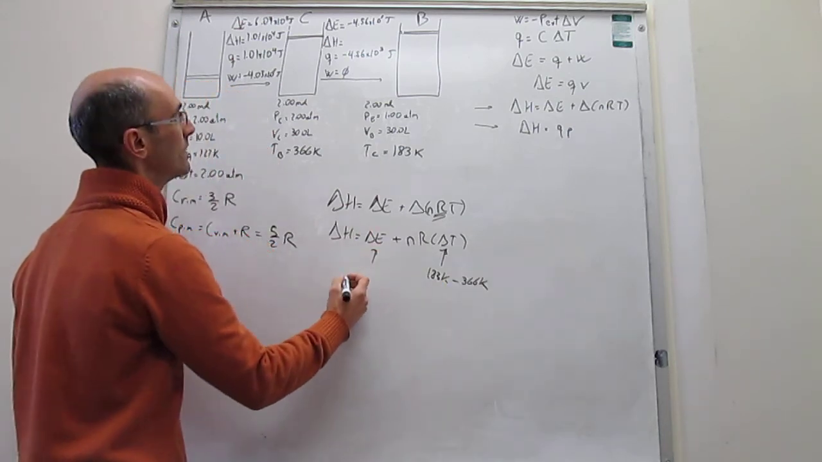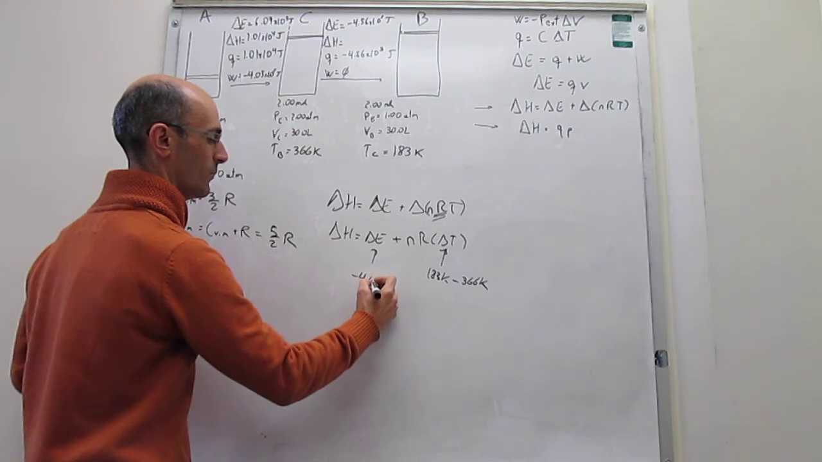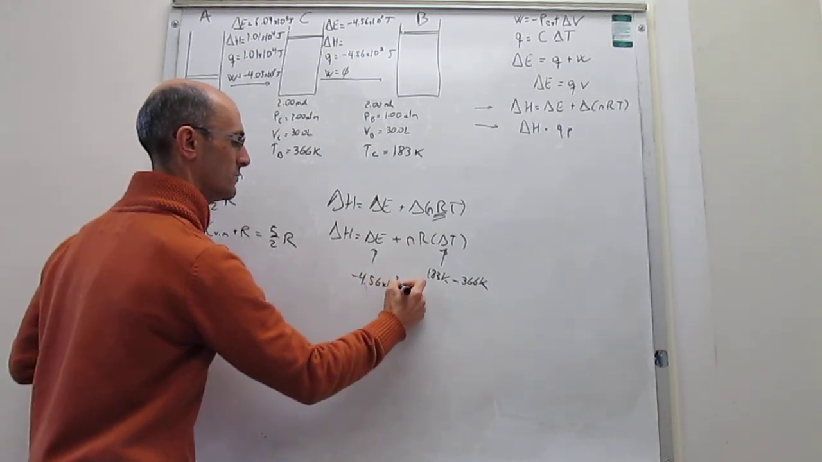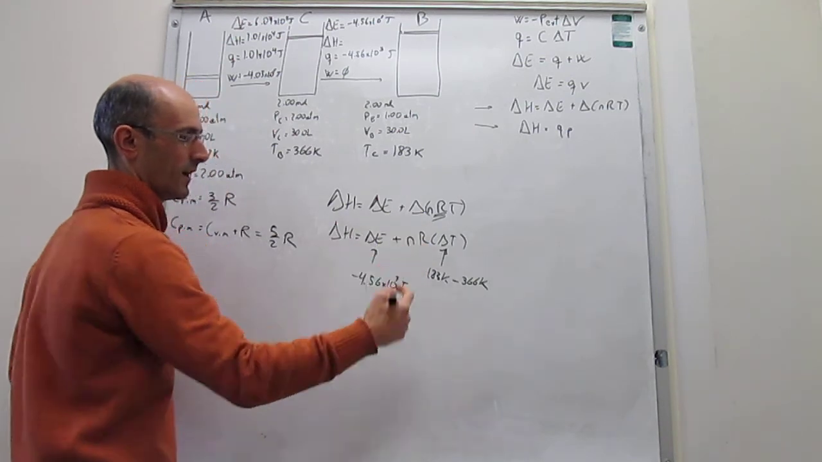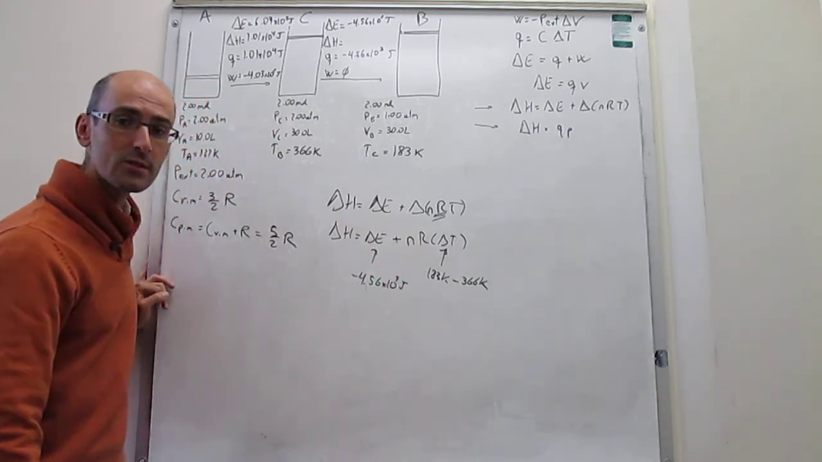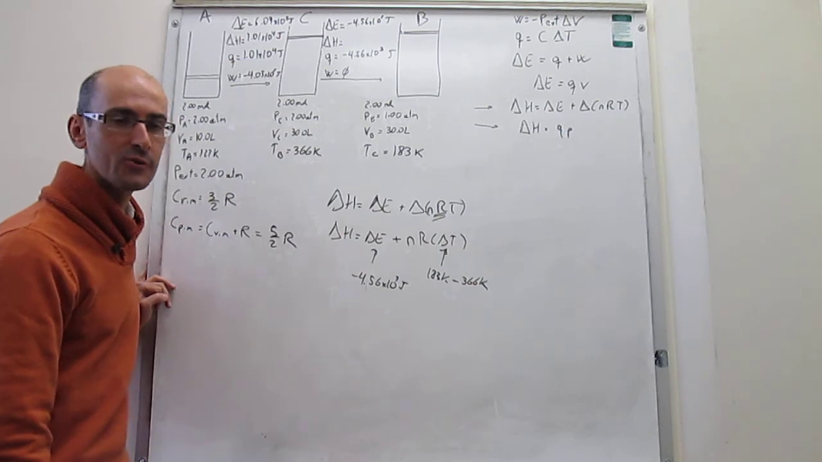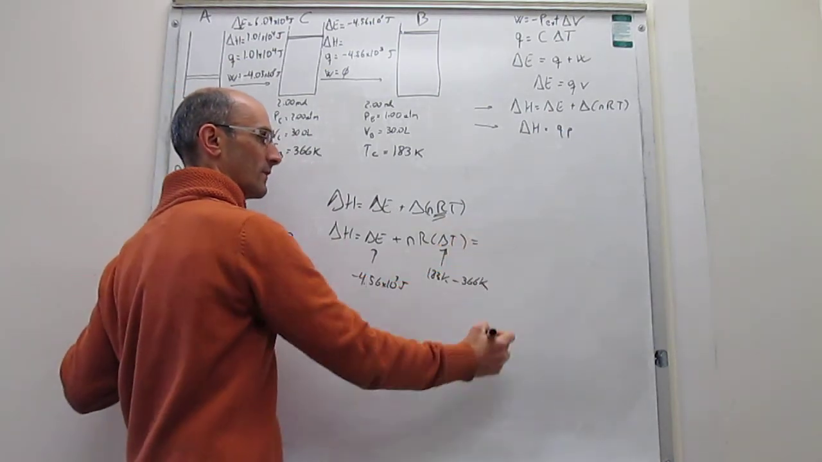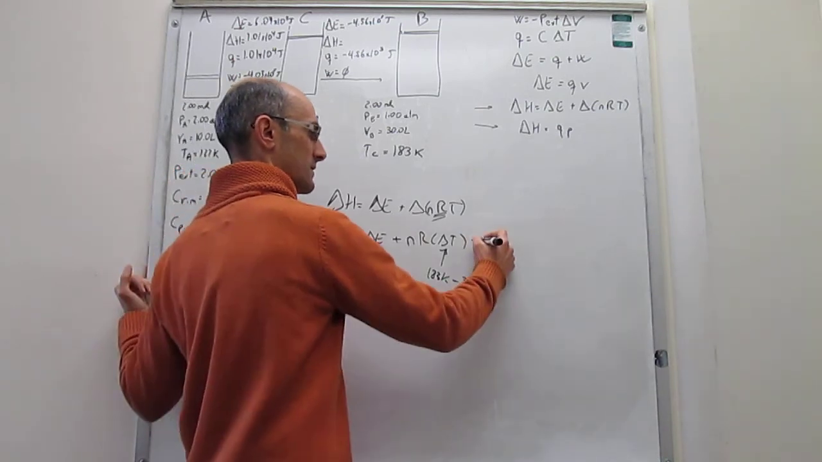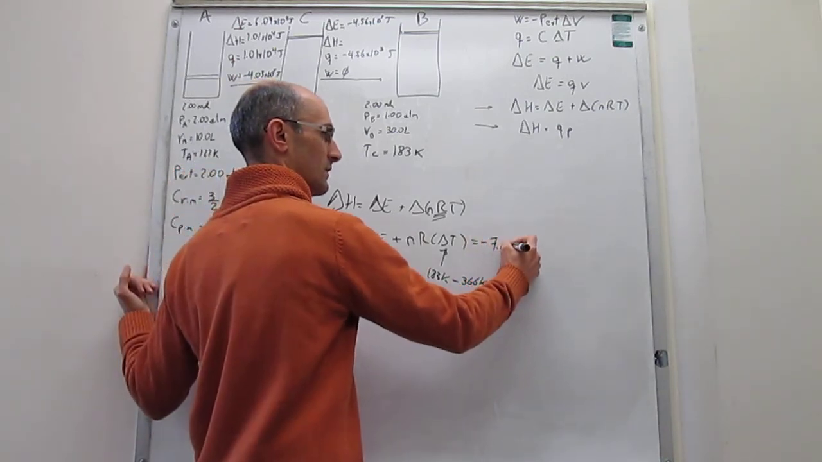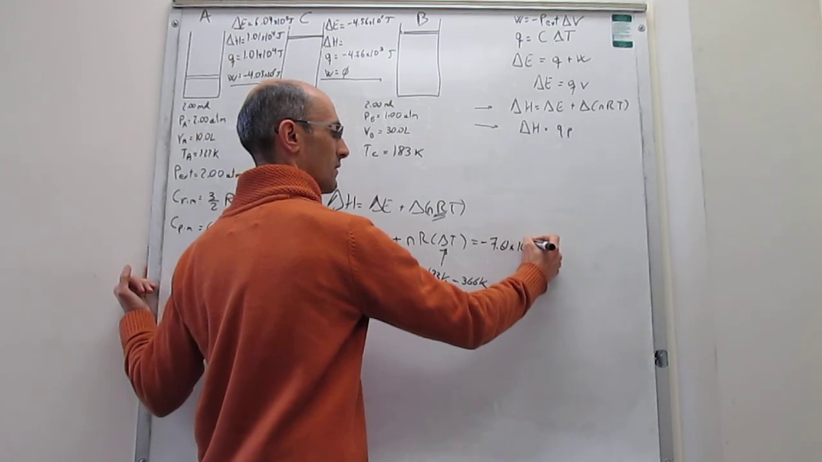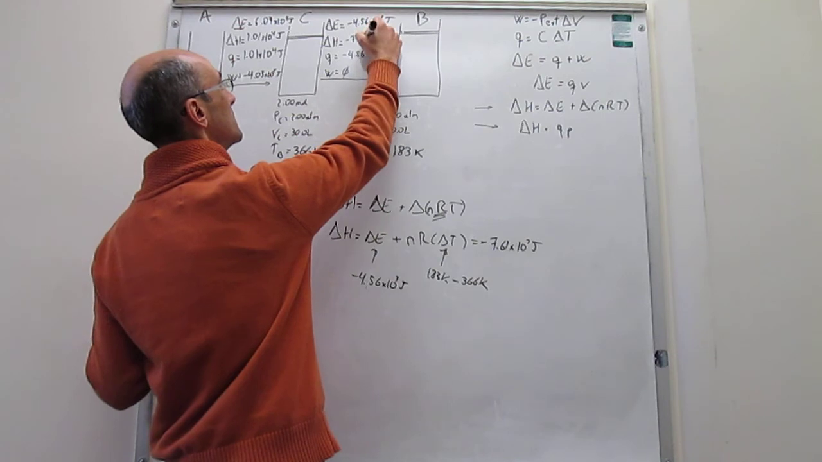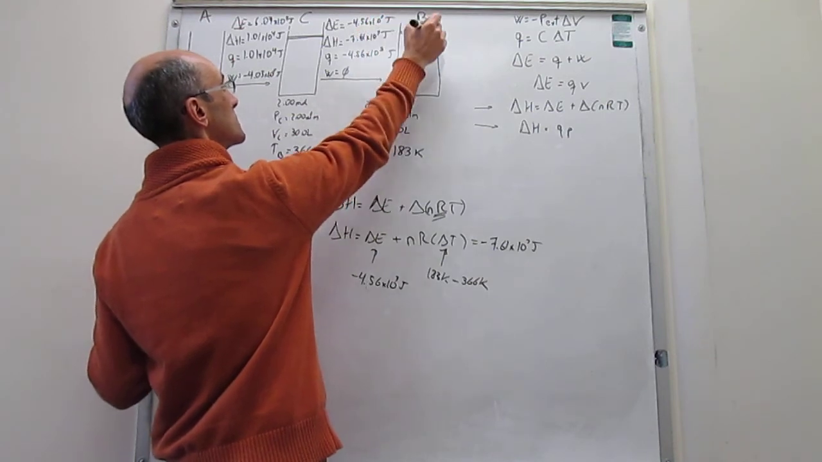Delta E we already know as well, that is minus 4.56 times 10 to the 3 joules. The number of moles is 2, and for R, you have to work in joules, so that will be 8.314 joules per mole Kelvin. So the calculation now is straightforward. We have everything that we need, and we can conclude that this is equal to minus 7.61 times 10 to the 3 joules.